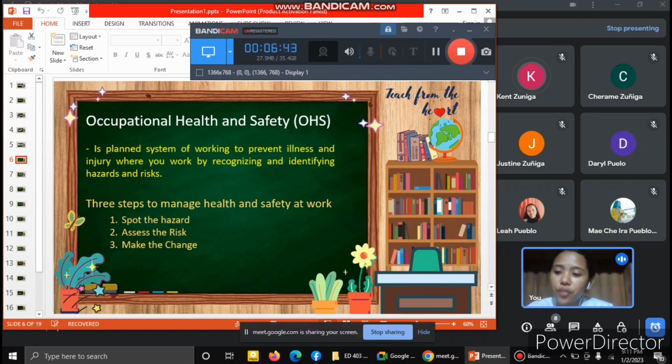So, health and safety procedures are the responsibility of all persons in the computer and technology industries. You must identify the hazards where you are working and decide how dangerous they are. Eliminate the hazard or modify the risk that it presents. So there are three steps to manage health and safety at work. The first is spot the hazard. The second is assess the risk. And the next is make the changes.